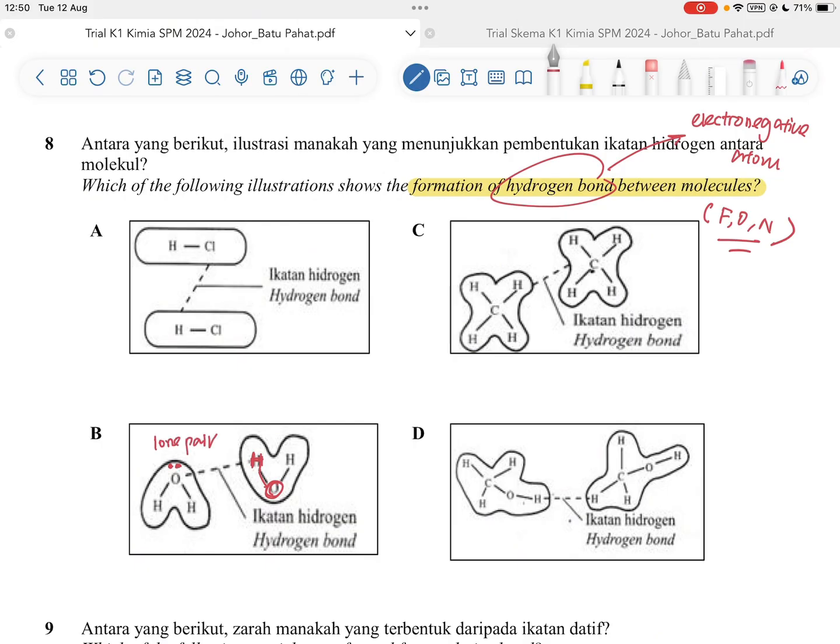So actually the dotted line here is the dative bond. Actually, a hydrogen bond can also be considered a dative bond. So the answer is B. Why can A not be the answer? First, this H is bonded to an electronegative atom, yes, but then it has no lone pair, so this is not a hydrogen bond.